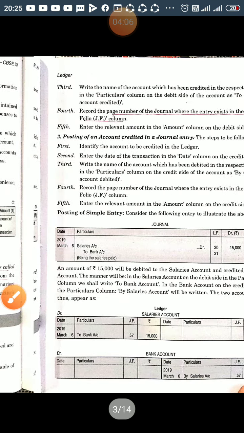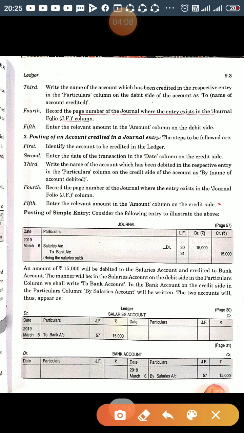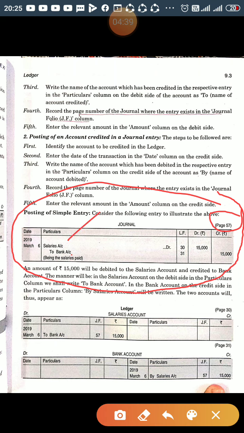Now I'm coming to the posting part. How to post? For example, I have taken this journal. This is a simple journal entry. The journal entry date is March 8, 2019. Salary account debited to bank account, being salary paid through check. The page number of the journal is 57. In this journal entry, two accounts are involved, salary account and bank account. So in the ledger, we will open two accounts, salary account and bank account.